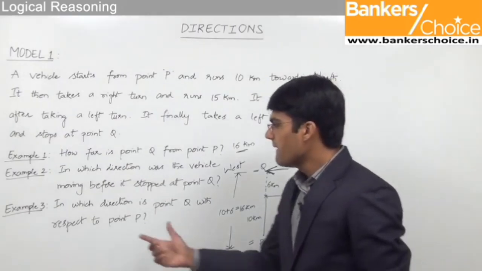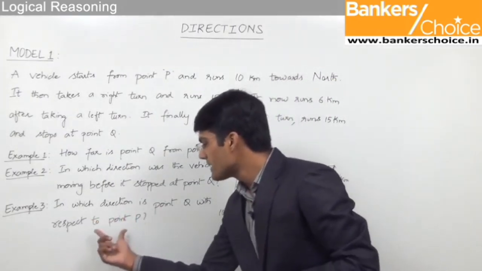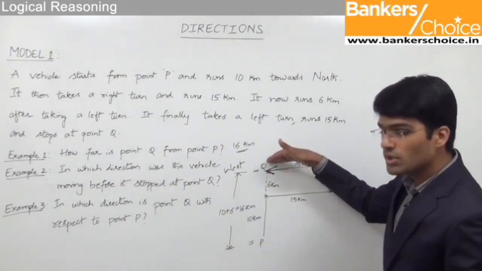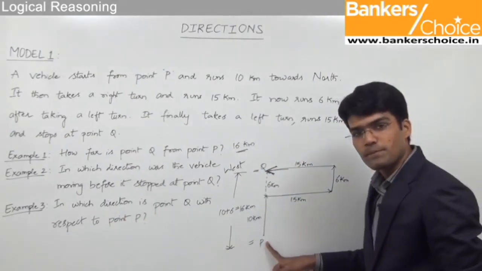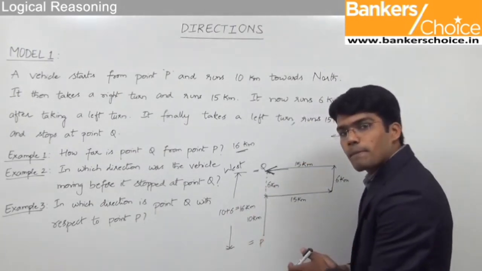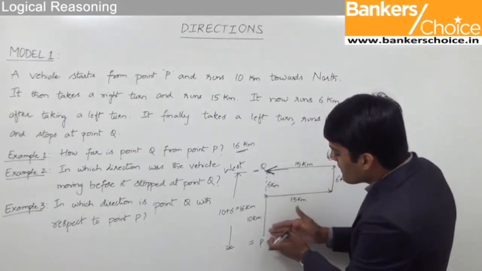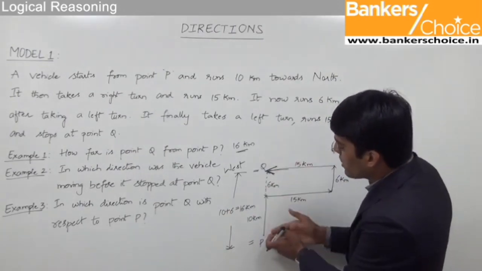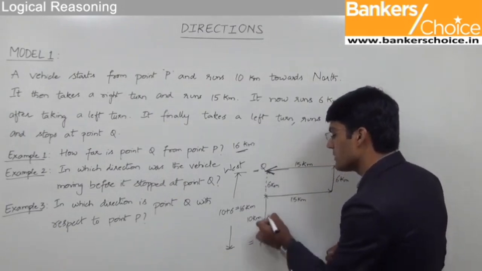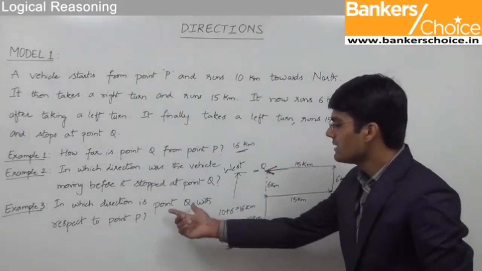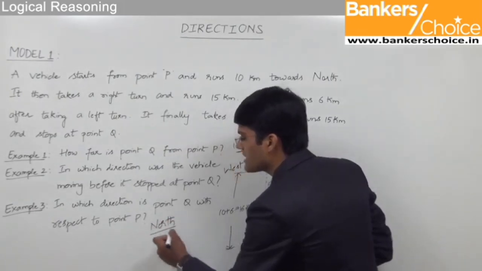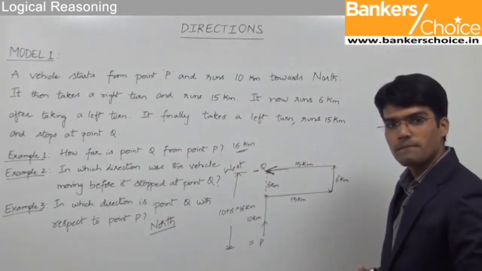And the last question here is, in which direction is point Q with respect to point P? So we are supposed to identify the direction of point Q with respect to point P. Now to solve this question, let us assume that we are standing at point P, and now if we observe, point Q is towards the north of point P. As to reach point Q, we have to move in the northern direction. So we can say that the point Q is towards north of the point P. So the answer for the third question here is north.